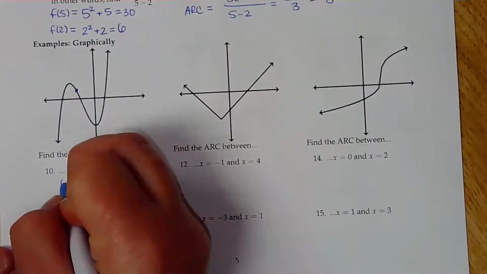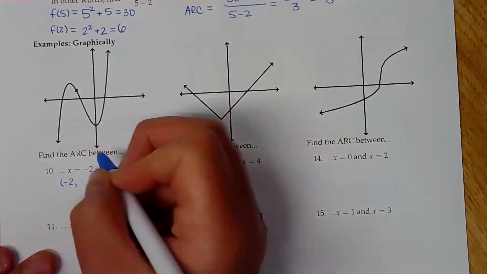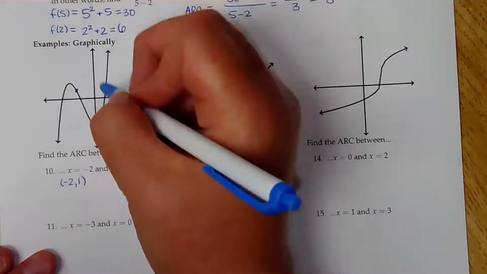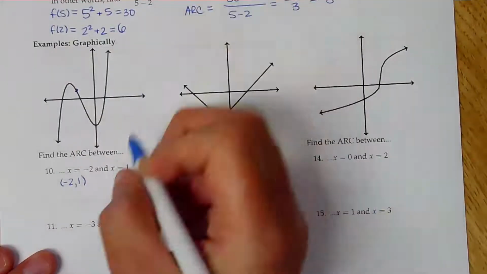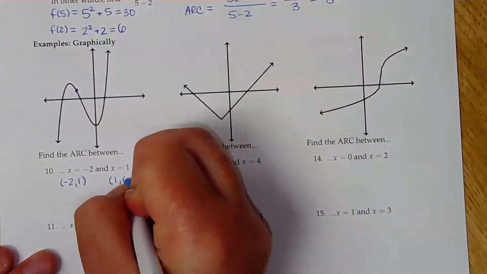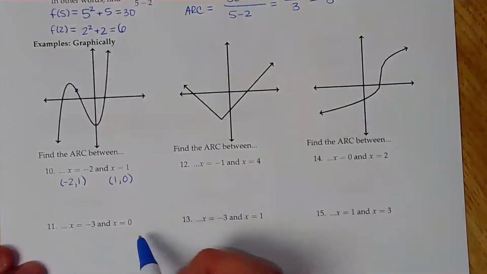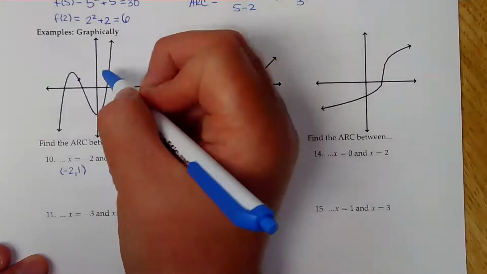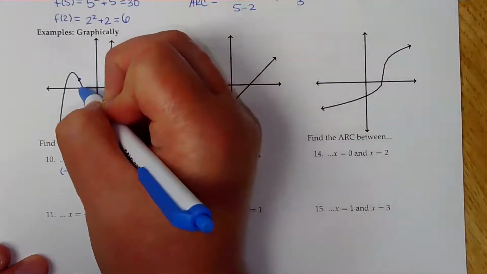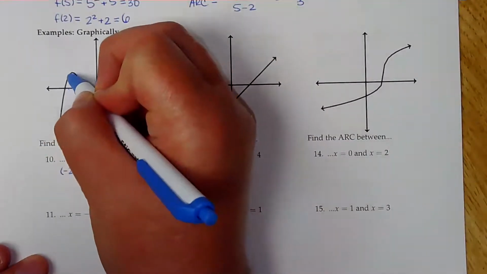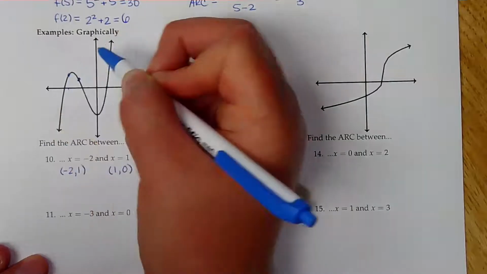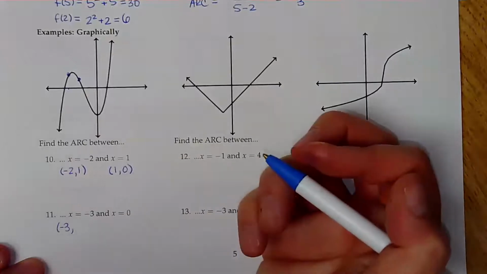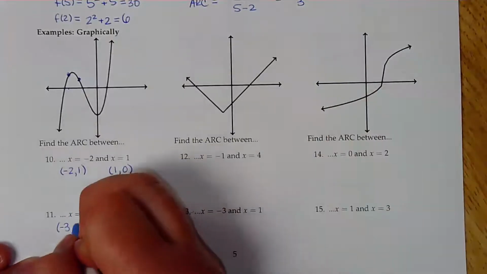So what I'm going to do so I don't make a math error is I'm going to write down what these points are. So I have -2, 1, and then when x is 1, y is 0. So 1 and 0. I'm actually going to go ahead and do that for all of these. So when x is -3, on some of these you're going to have to guess a little bit. So that's the point that I'm looking at. So -3. It looks like that's, I don't know, about 1.5.